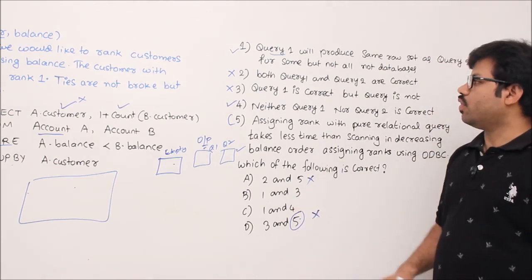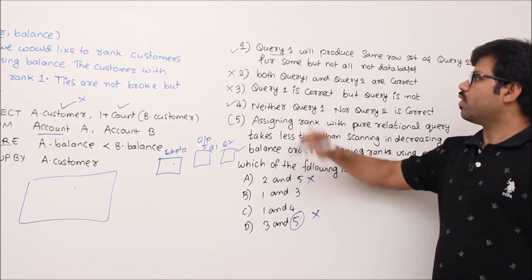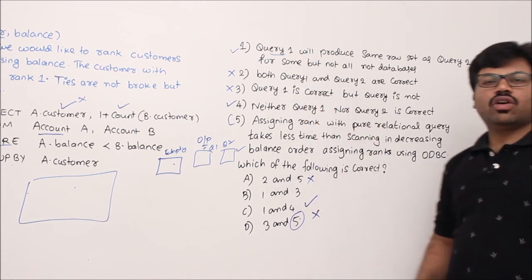Now 1 and 3, 1 and 4. So 1 and 4 are the correct choice, right? So option C is the right choice.